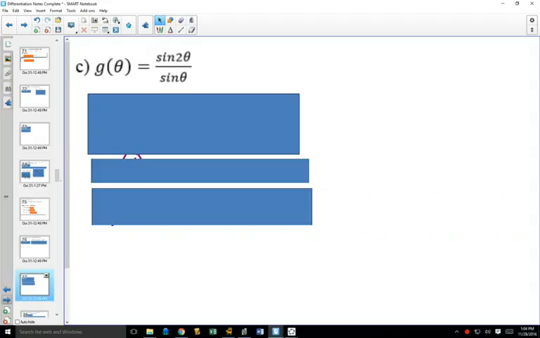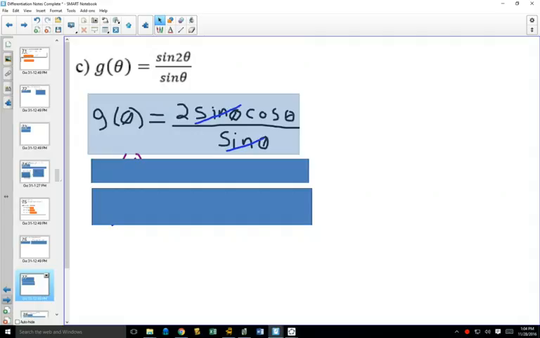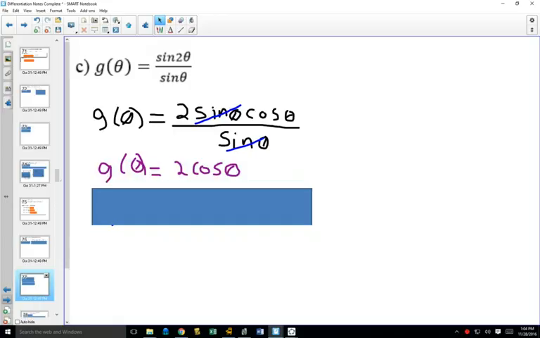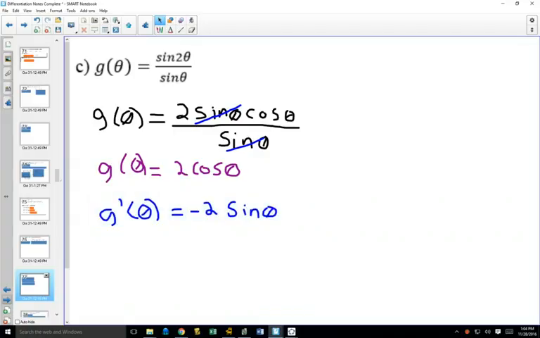And now we have a sine 2 theta. We have not learnt how to do derivatives with a 2 inside of sine. We haven't learned how to do derivatives if we divide. So we got to use our identities to rearrange this. Sine 2 theta is 2 sine theta cos theta. The sine thetas nicely cancel out. That leaves us with just 2 cos theta. And the derivative of cos is negative sine, so we get negative 2 sine theta.